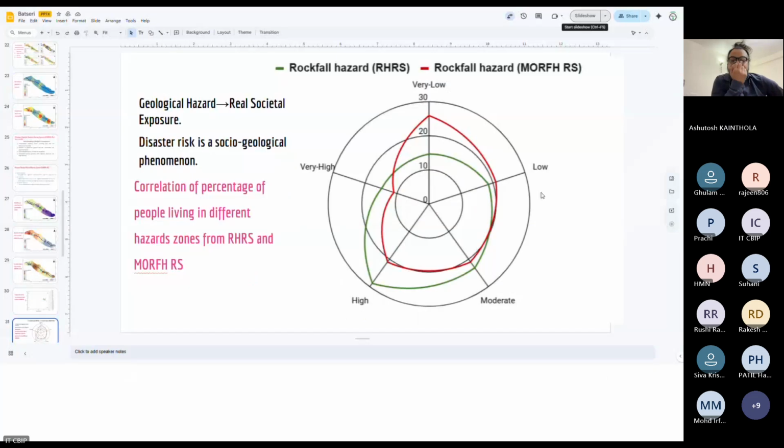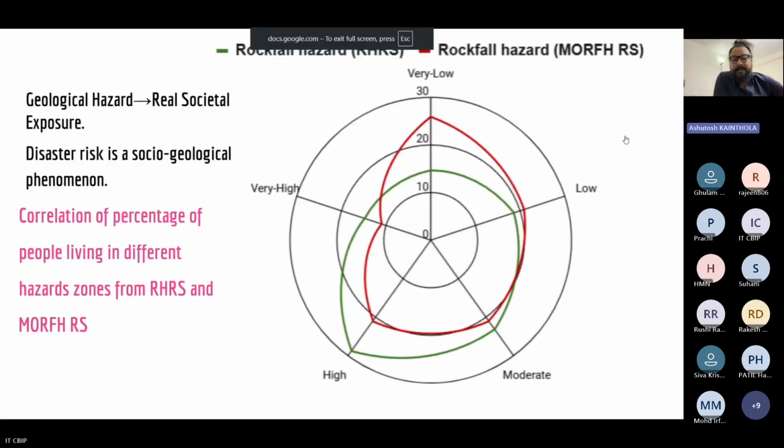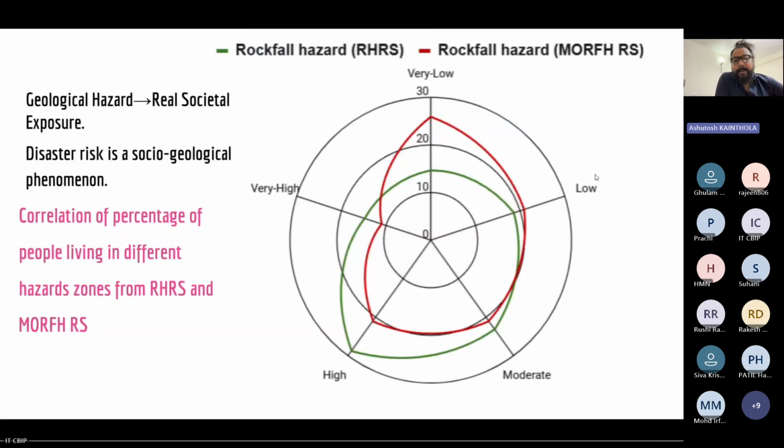Yeah, so this is what we call a spider map. It's just a fancy name and a different way of visualization where you can compare three variables in a way. So wherever there is high population, you can see good coherence between rockfall hazard and rockfall risk through different approaches.